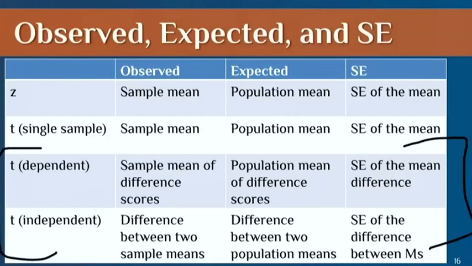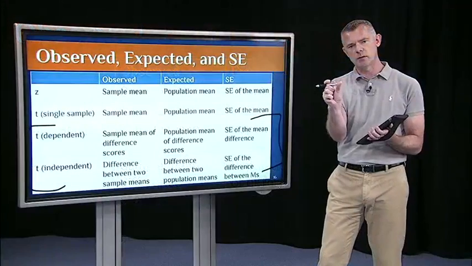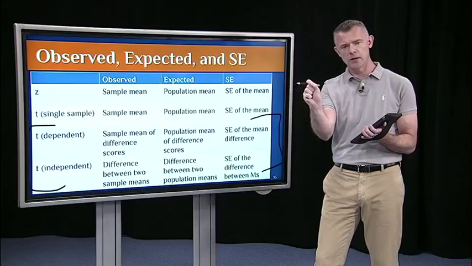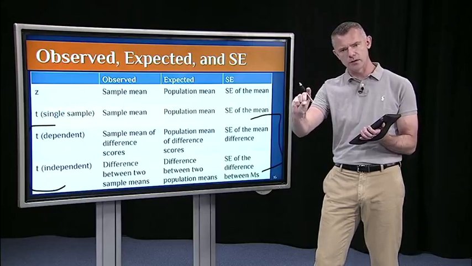In the dependent test, the observed is the sample mean of the difference scores. Remember, you have the same people measured twice, so then you calculate the difference score for each individual and then average the difference scores.